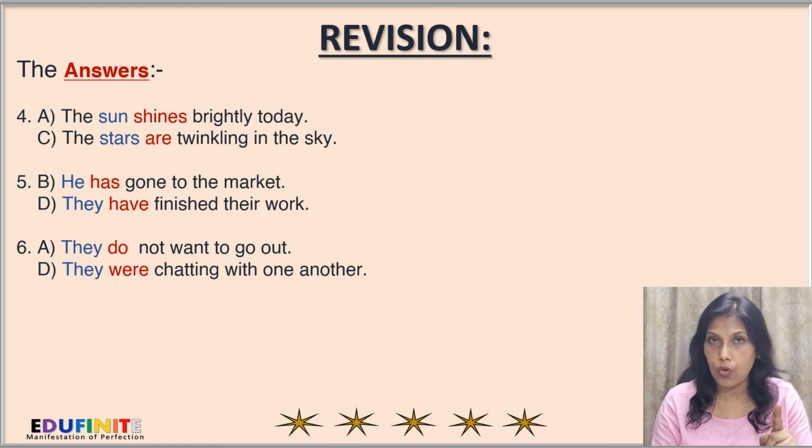Next, the correct answer for question 6 is they do not want to go out. Here, we know that with all of them, that is first person singular plural, second person singular plural, and third person plural, the verb associated is do, whereas only with third person singular, he, she, it, the verb associated is does. Next, they were chatting with one another.